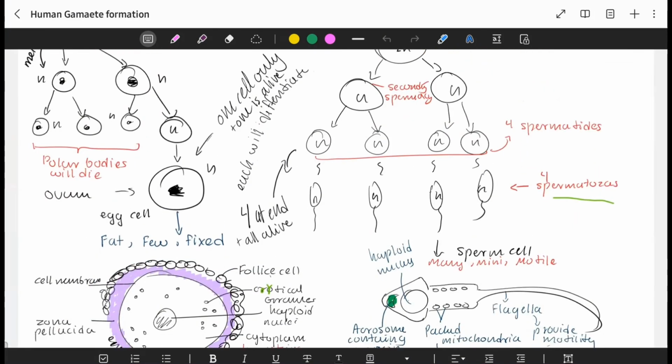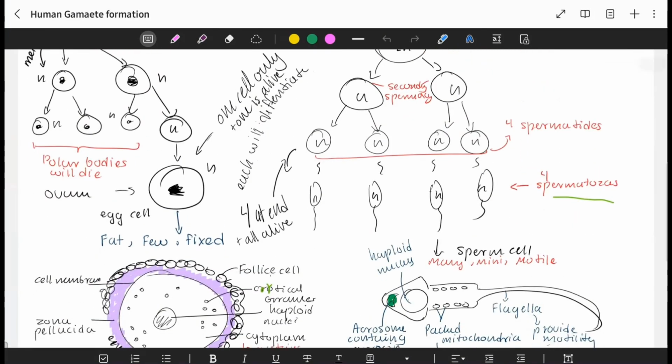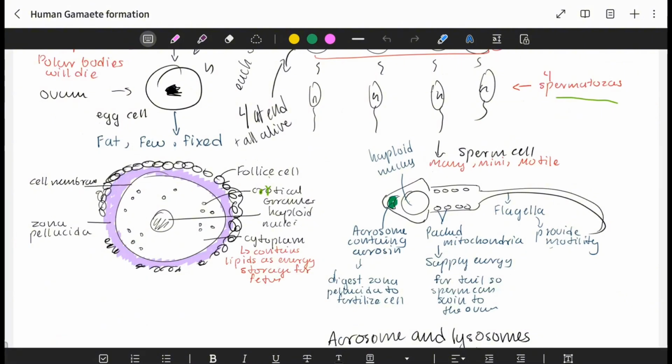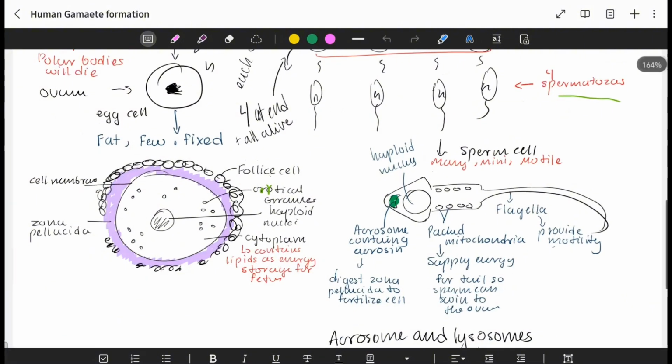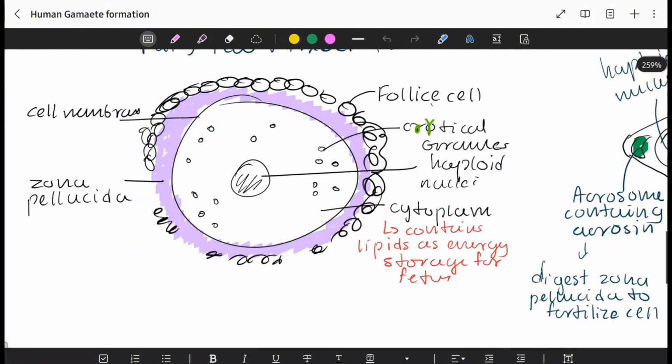So the cell membrane, zona pellucida, we have learned about zona pellucida a lot. That's important, the zona pellucida part. It's that covering, and this follicle cell, cortical granules, haploid nucleus, because it's a gamete, and cytoplasm. It will contain lipid as energy storage for the fetus, because the fetus needs energy. So the lipids that are stored will be used as the energy storage.